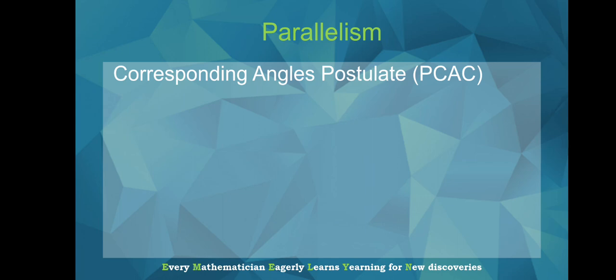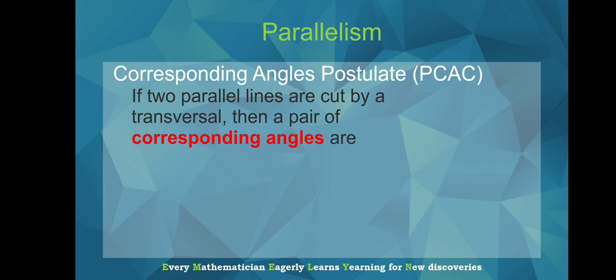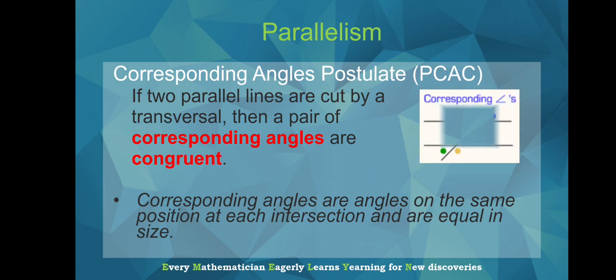Corresponding angles. The corresponding angles postulate states that if two parallel lines are cut by a transversal, then a pair of corresponding angles are congruent. Corresponding angles are angles in the same position at each intersection and are equal in size.